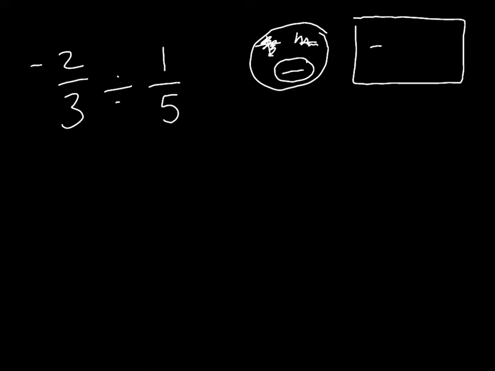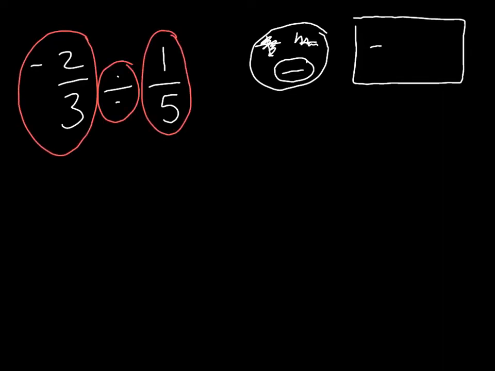We have a strategy for dividing fractions, and it's keep, change, flip. And so each of these parts, we are going to keep, change, and flip. I actually write the K, C, and then the F for flip so that I remember what I'm doing to each part. So I keep negative 2/3 the same, I change division to multiplication, and then I flip the 1/5 into 5/1.